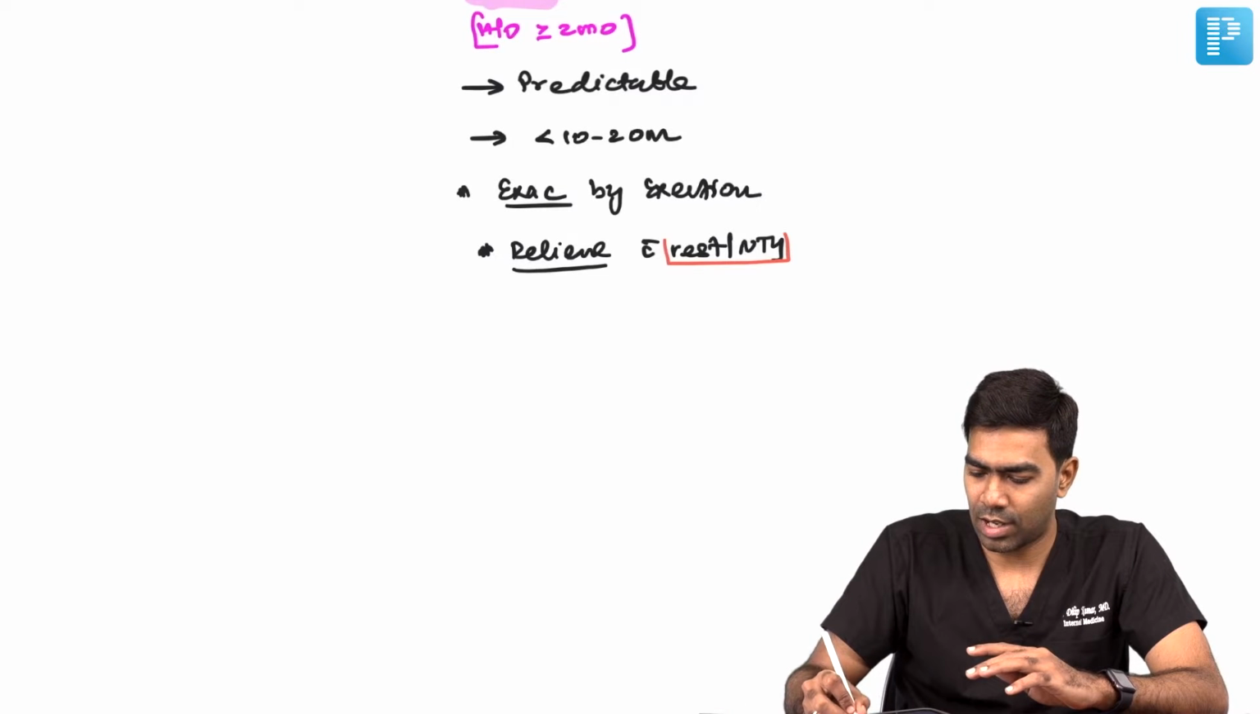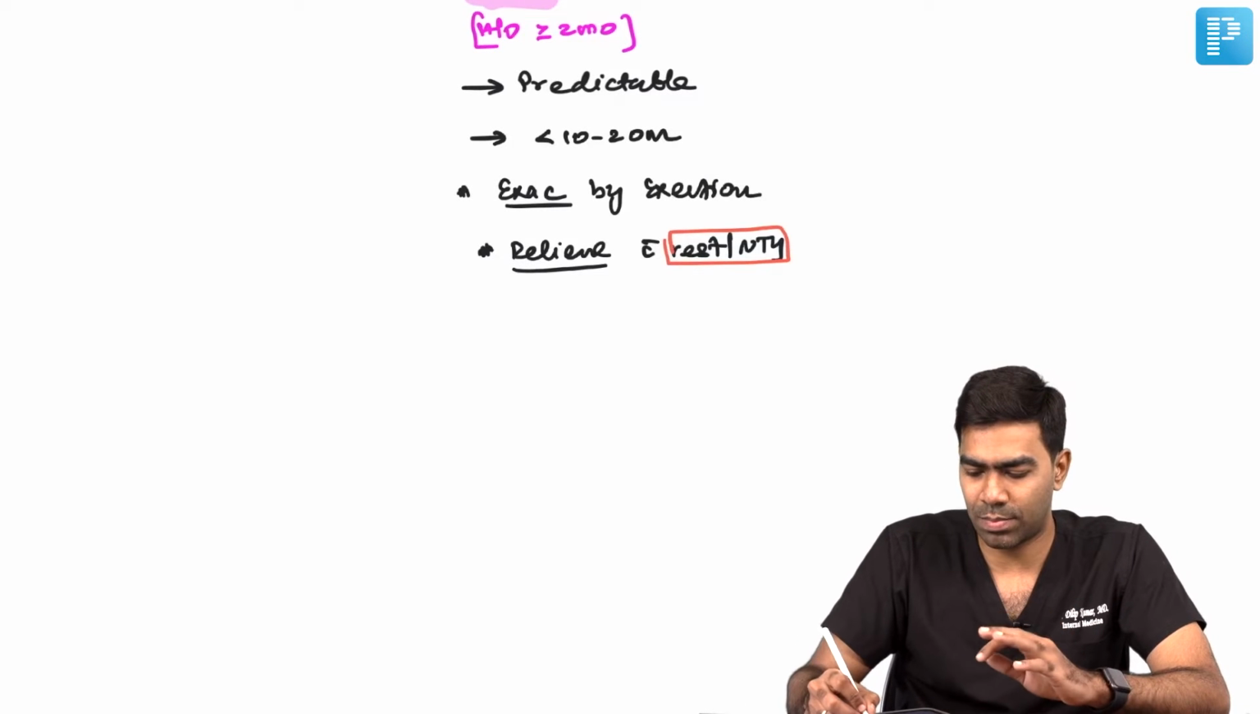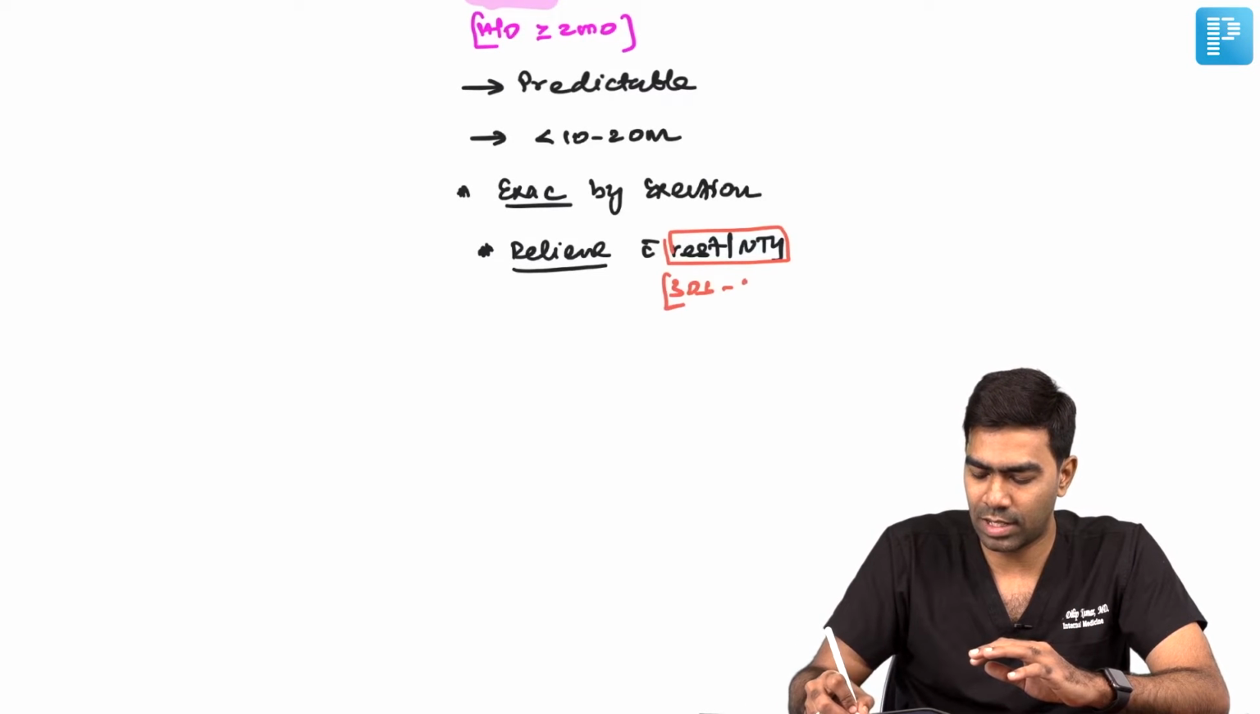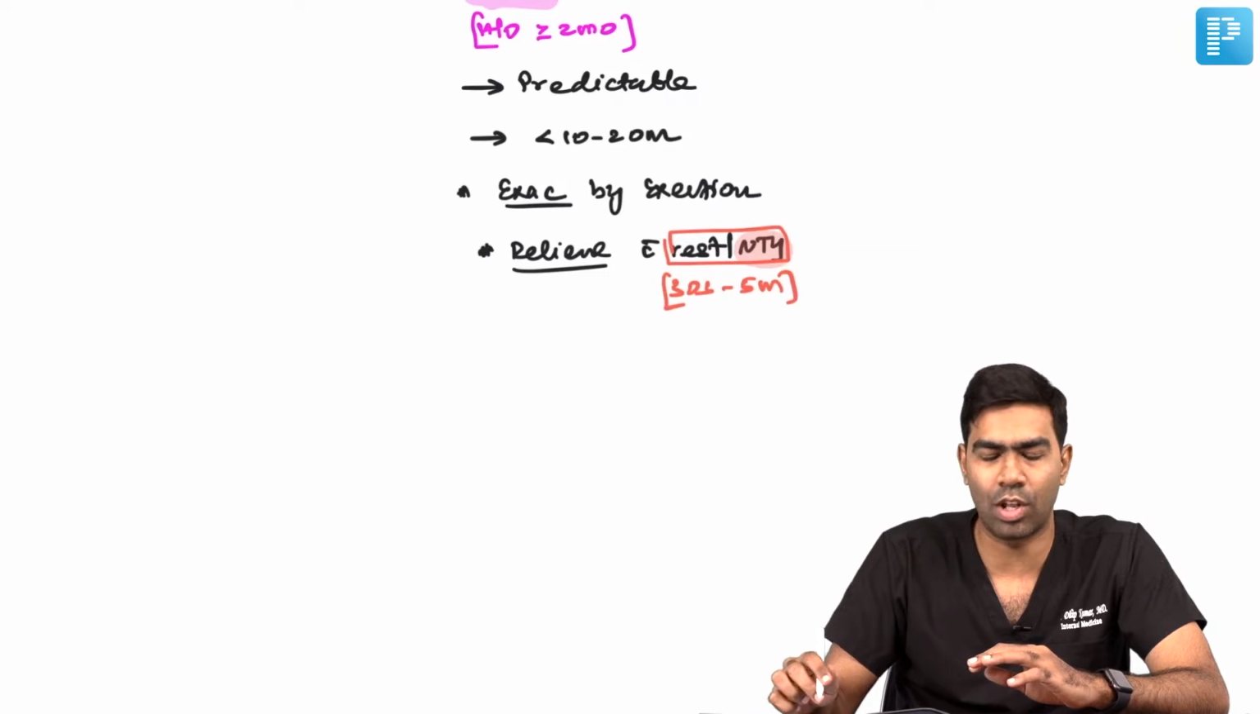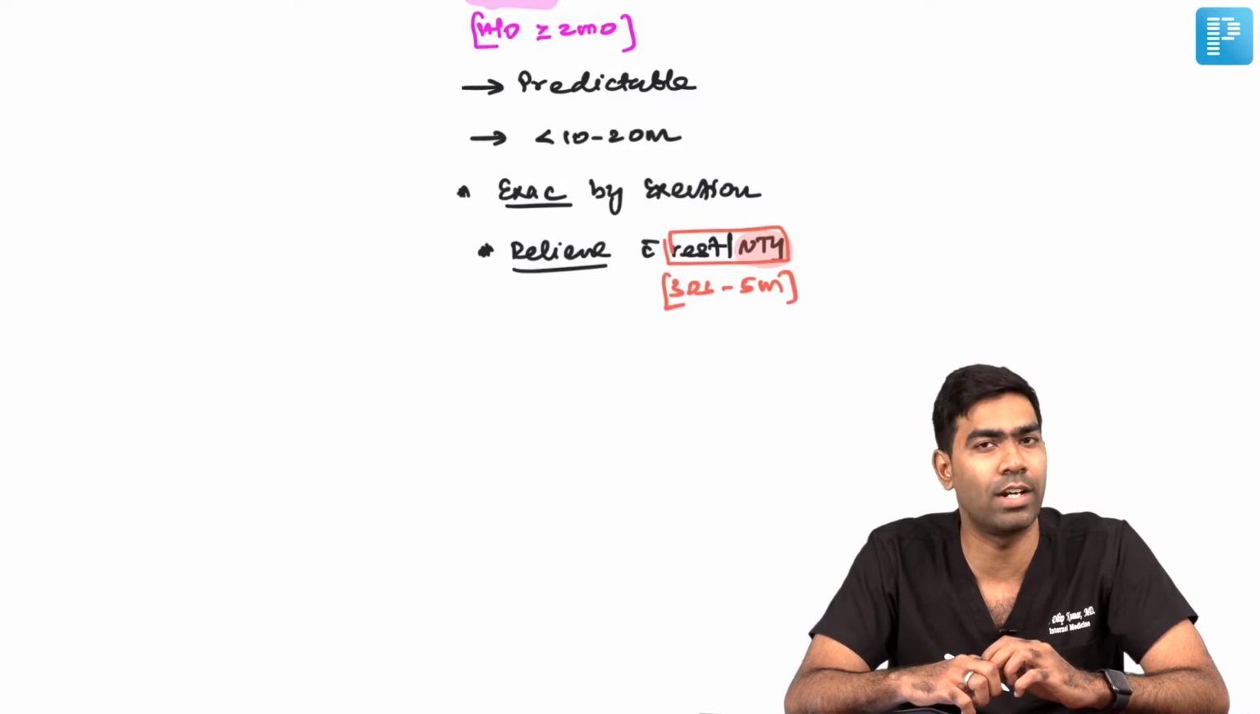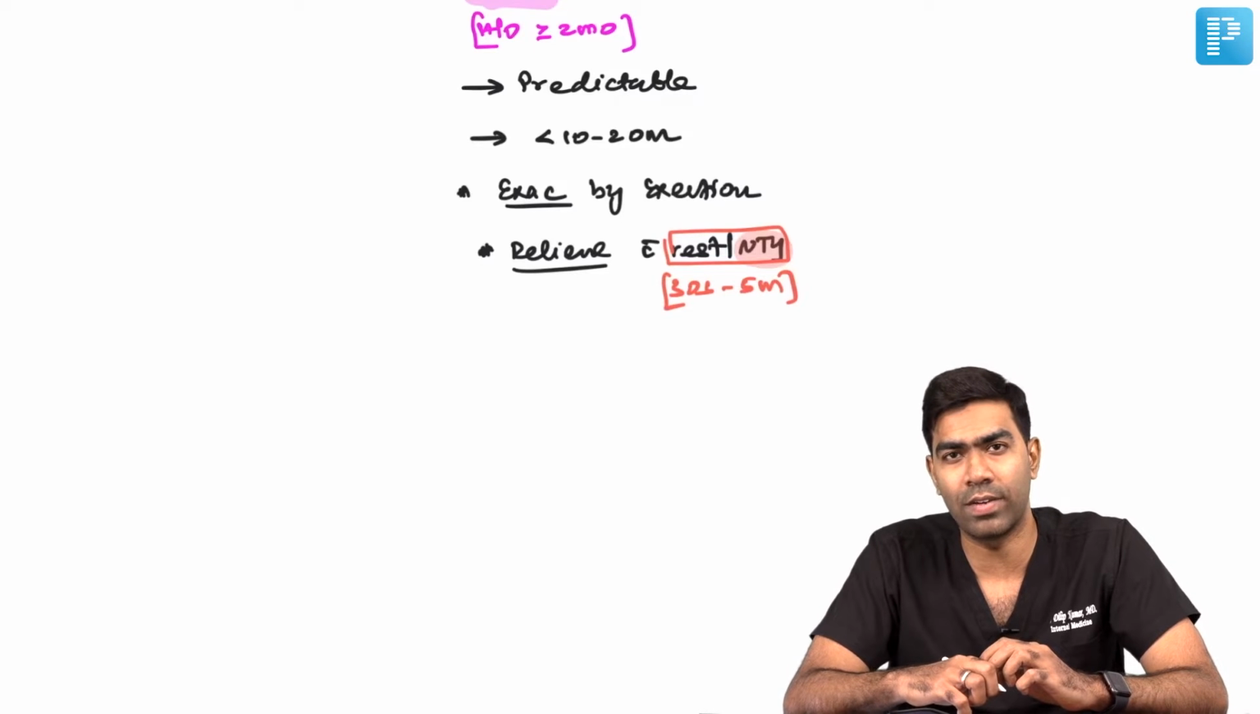Typically, the rest or nitrates should relieve the chest pain within 30 seconds to 5 minutes. If short-acting nitrates like nitroglycerin are not able to relieve the chest pain, it's unlikely to be a chronic stable angina. So probably you're dealing with an ACS, so rush to the hospital.